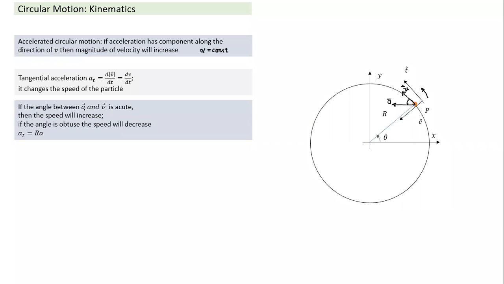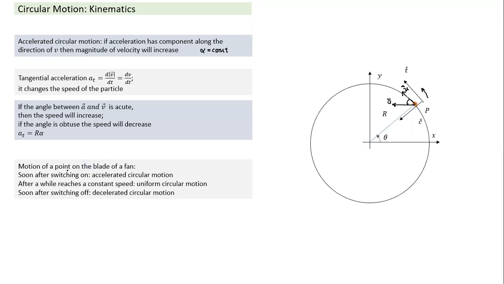So whenever it is accelerated circular motion, the angle between the acceleration vector and the instantaneous velocity vector is acute. At 90 degrees, it is uniform circular motion. Greater than 90 degrees, it is decelerated circular motion. It will slow down. And what is AT equal to? AT is equal to R times alpha.